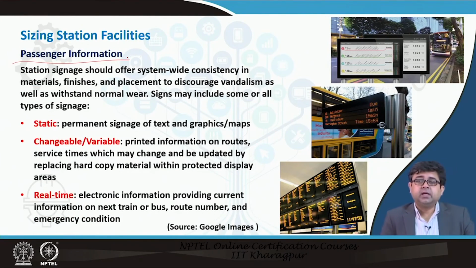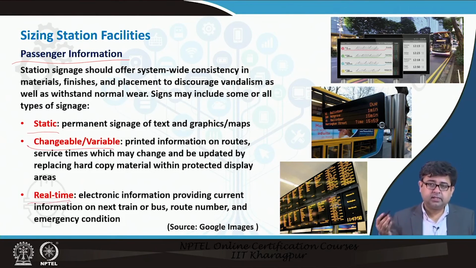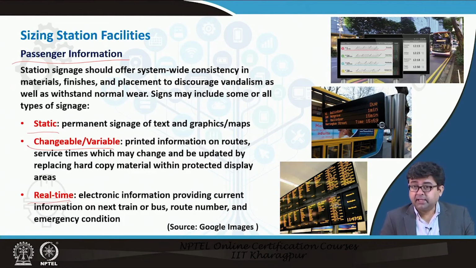Passenger information is becoming essential, especially at a transit center or transit hub where people wait for the next bus or the next train to arrive. They need information at appropriate locations, so that they do not miss the train or the bus. It could be static signs, changeable variable message signs, or sometimes real time information can also be provided to passengers while they are waiting at these facilities.